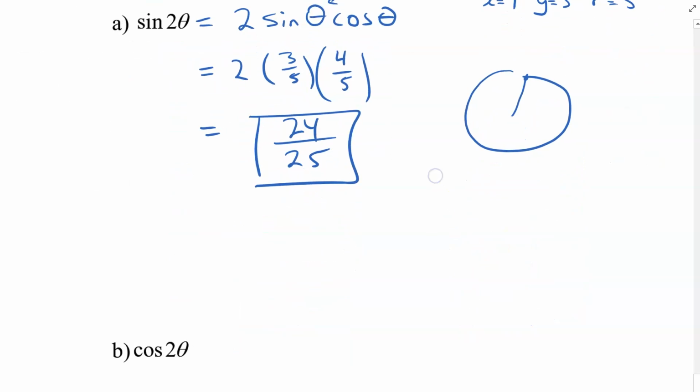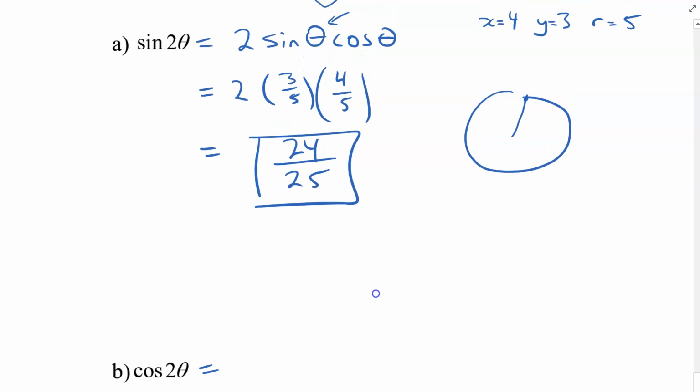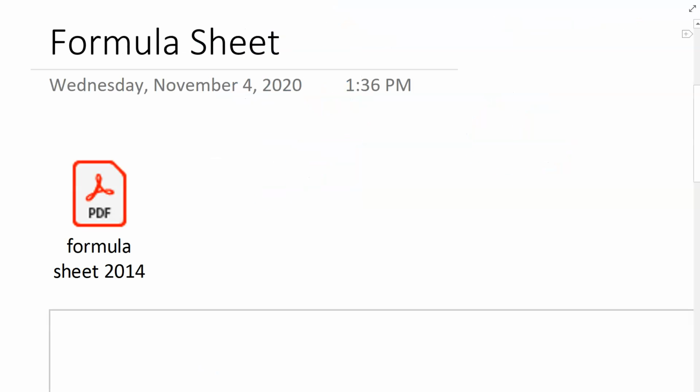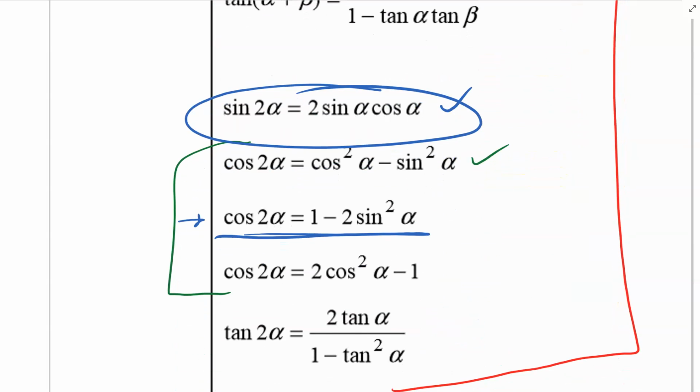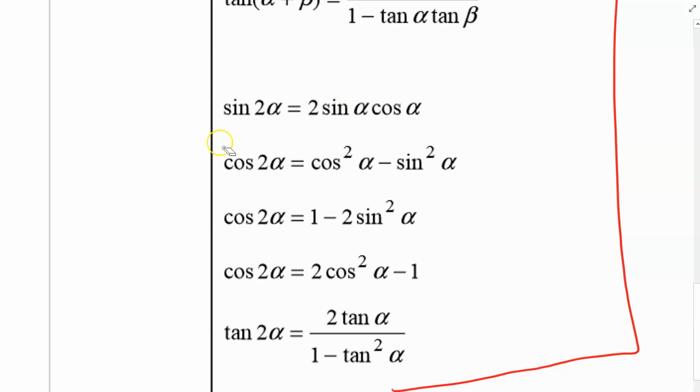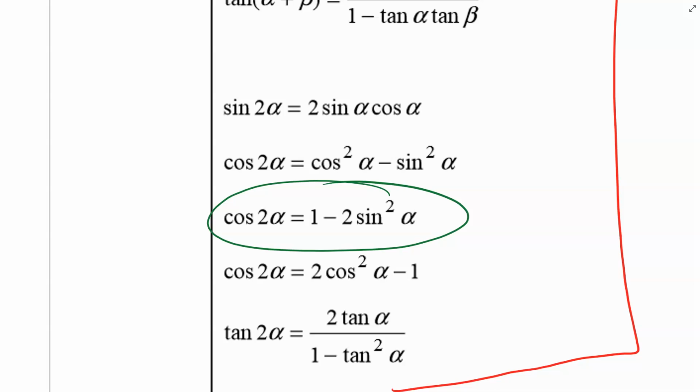For part B, it says, what about the cos of 2 theta? There are different ways to do this, but I think most people would go back to the formula sheet and pick one of these. I think it might be easiest to pick this one here, because we were given what sine is, so there's not too much work to be done. And if I made a mistake already figuring out that cos, then this is a bit safer.